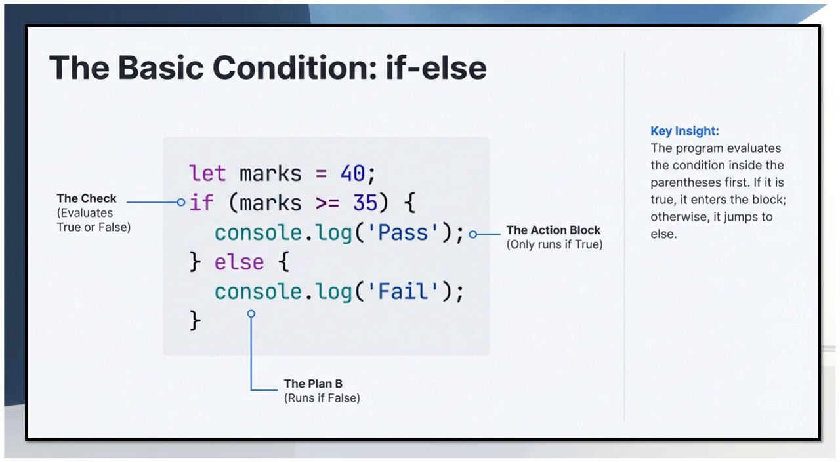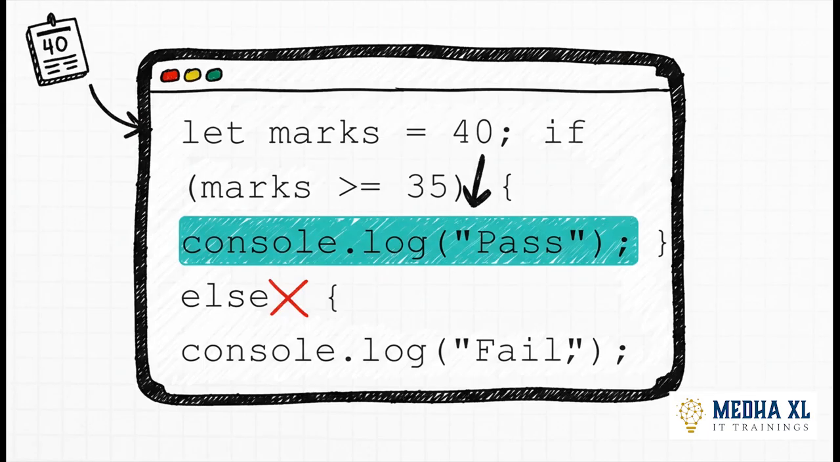Simple as that. And here's what that looks like in the wild. We've got a variable called marks, and we set it to 40. The code then asks a question: is marks greater than or equal to 35? Well, 40 is, so yep. It runs the code in those first squiggly brackets and prints out pass. Now, if the marks were, say, 30, it would just skip that part entirely and jump right to the else block.